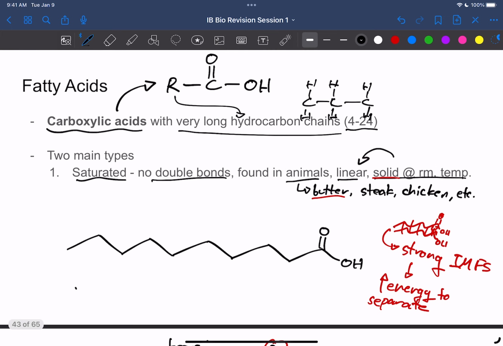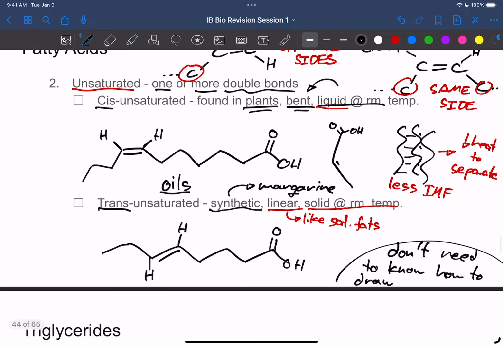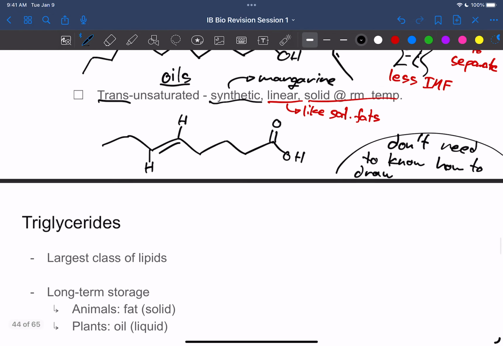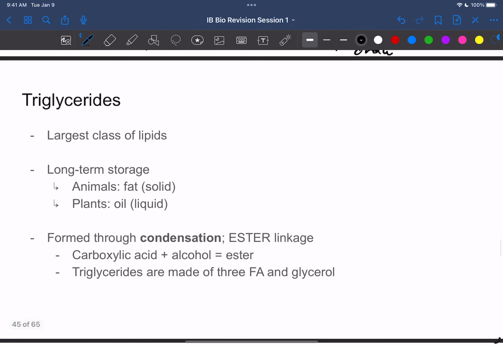You do need to know how to draw this one, though. So yeah, that is our basic fatty acids. Next, we're going to move on to when these fatty acids combine.